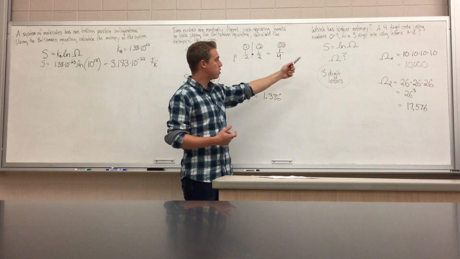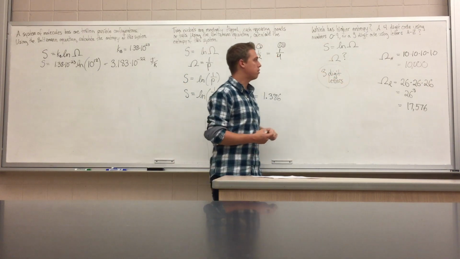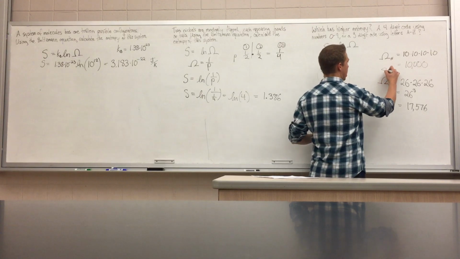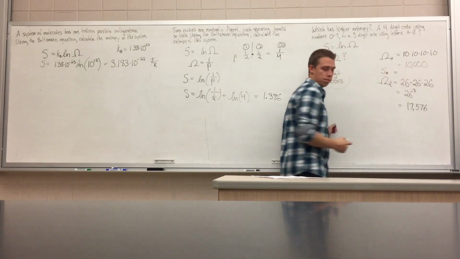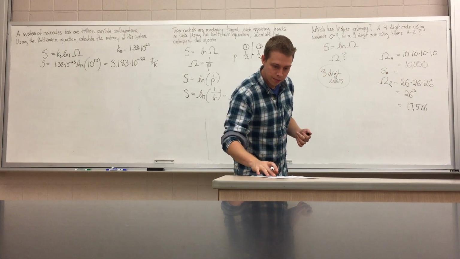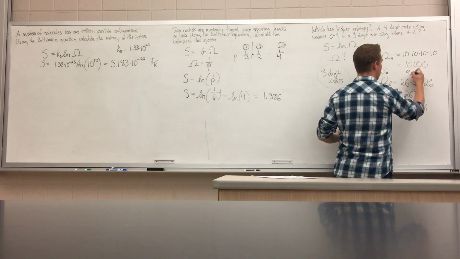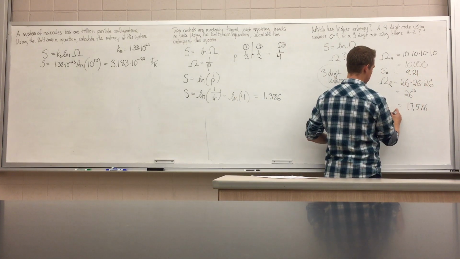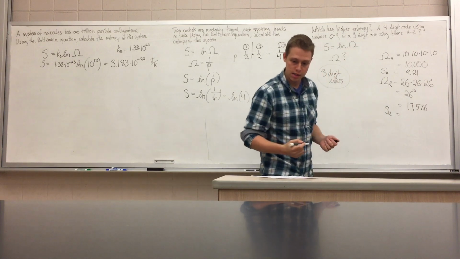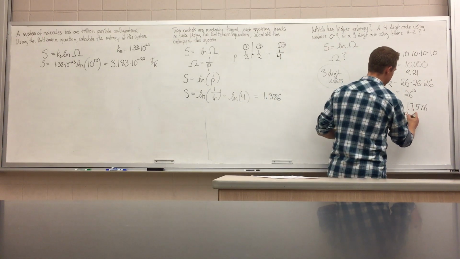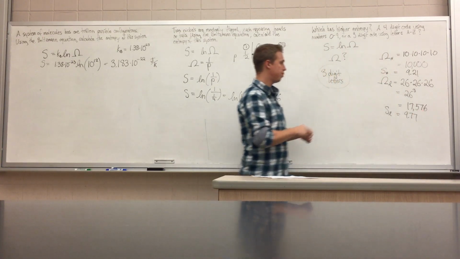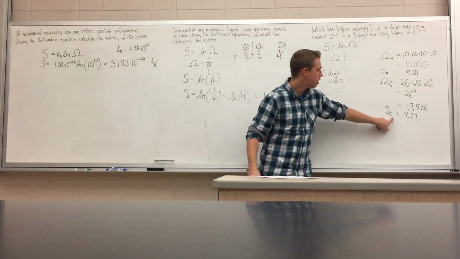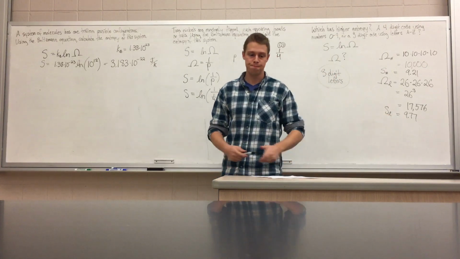If you want to compute the entropies, you simply take the log of each one of those numbers. So the entropy for the 4-digit number code, I did the log and I got 9.21. And the entropy for the letters, I did the log and I got 9.77. So you can obviously see that for the letters, there's a higher entropy.